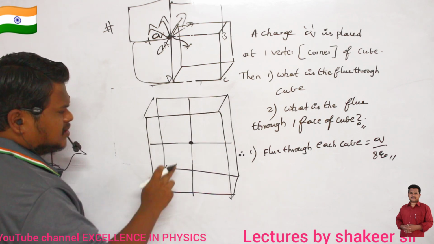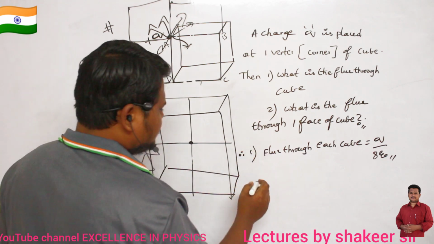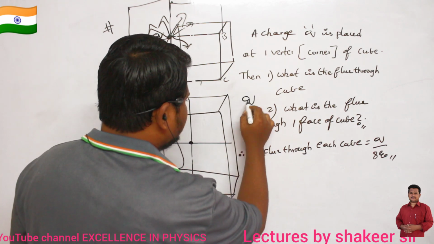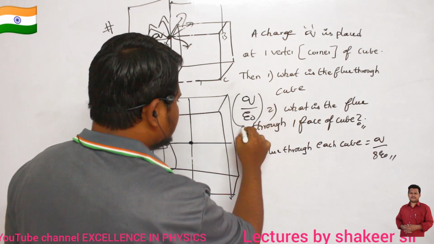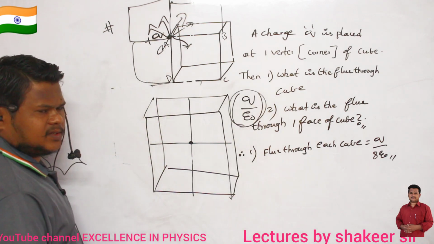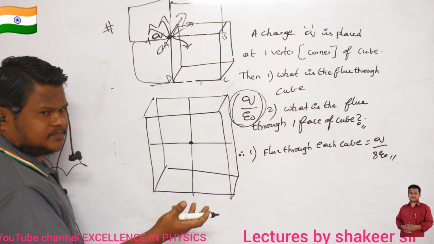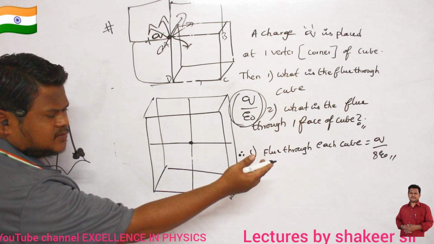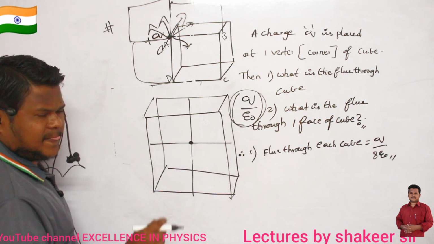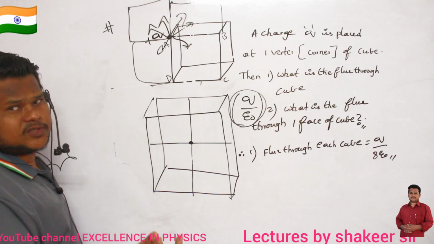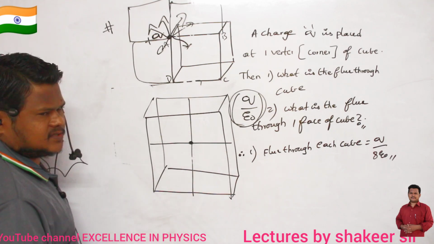Are you able to understand? Now total flux produced is how much? Total flux produced is Q by E naught, no? According to Gauss law, total flux produced will be Q by E naught. Then what is the flux coming out of each cube? 1 by 8th of total flux, no? So Q by 8 E naught will be the flux which is coming out of each cube. So that is our answer for first question.